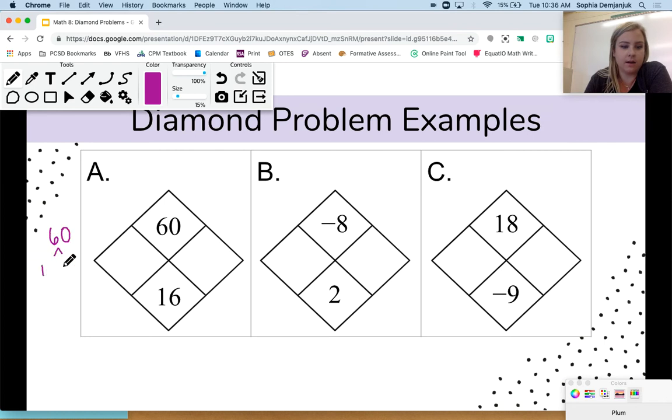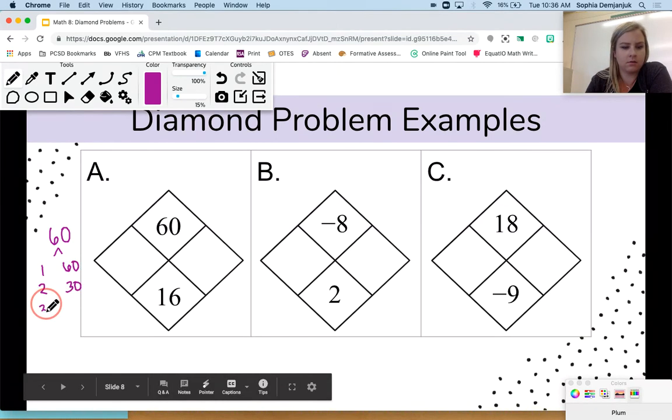So I have 1 and 60, 2 times 30, 3 times 20, 4 times 15, 5 times 12, 6 times 10. 7 doesn't go into it, 8 does not, 9 does not, and we already have 10 listed on the right side. So we've completed all of them.